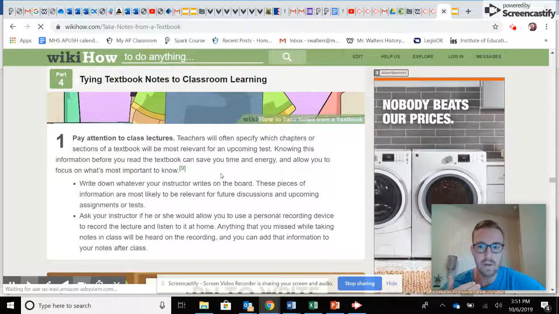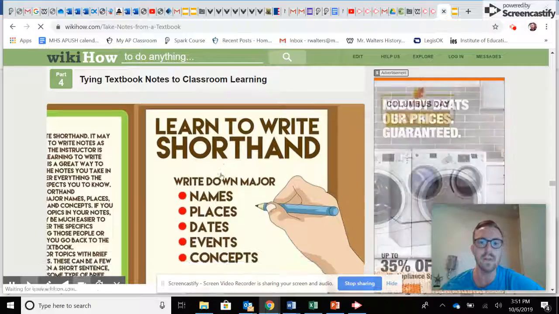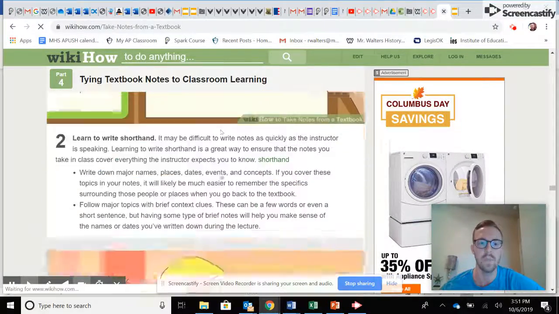Also, if you are listening to a lecture from your teacher and you don't have something there, add them to your notes at that time. It's great to keep everything in one place.